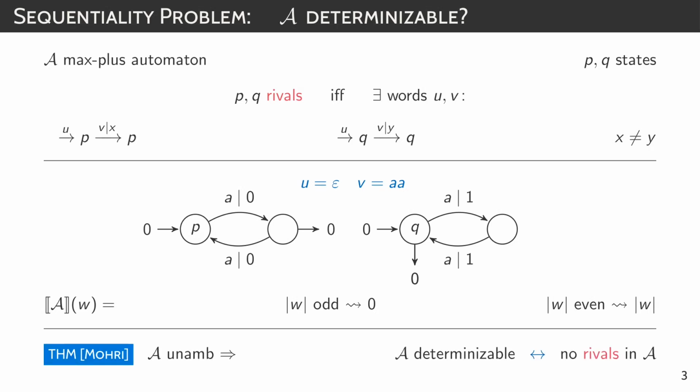Mori's theorem now tells us that if we have an unambiguous max plus automaton, and we do have an unambiguous max plus automaton here, then this automaton can be determinized if and only if there are no rivals in this automaton. We have 2 rivals here, so this automaton cannot be determinized.